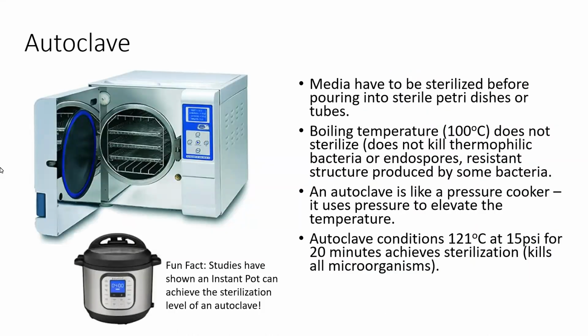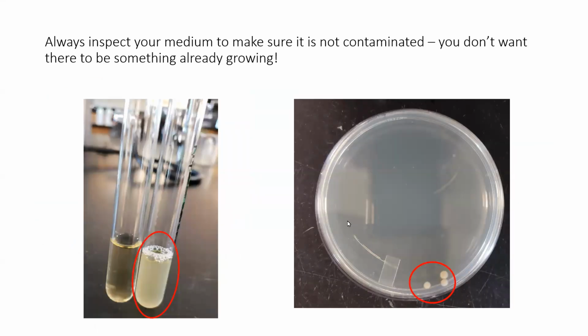We already talked about autoclaves. I do want to point out, though, that a lot of times people think that boiling water or media reaches sterilization. And remember, sterilization means it kills every living thing, including endospores. Well, boiling temperatures are 100 degrees Celsius, and that is not sufficient to kill most things like thermophilic bacteria or endospores. And so boiling alone is not sufficient to kill everything. So we do use an autoclave in the lab to ensure our media is sterile.